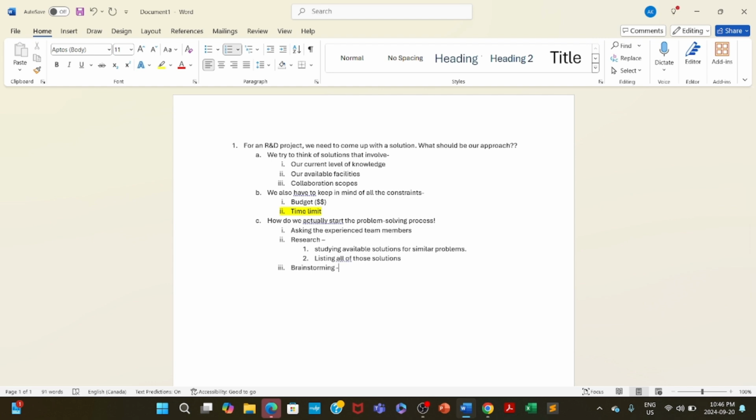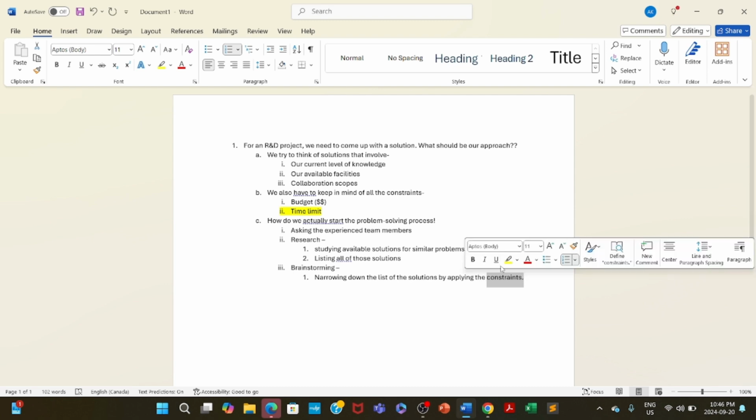Brainstorming would probably be narrowing down the list of the solutions by applying the constraints. So what are those constraints? These constraints are basically this time and this budget. So we have a problem that we have to solve.